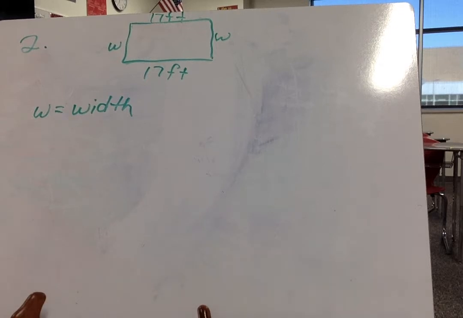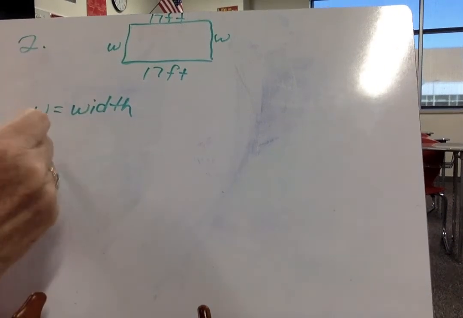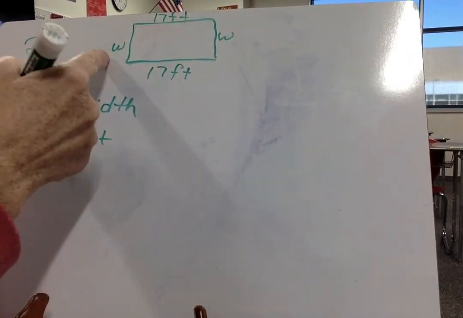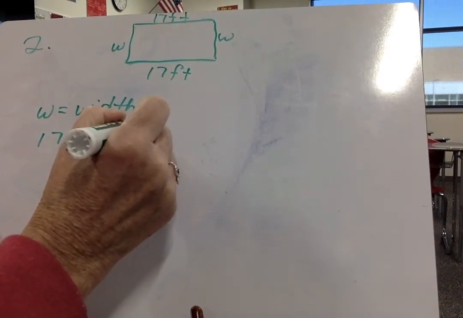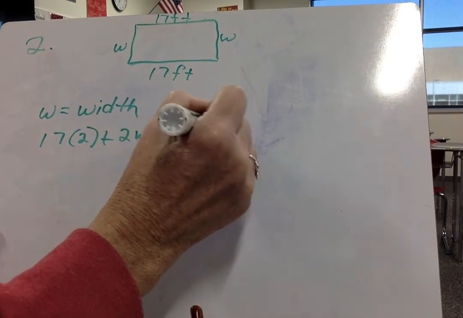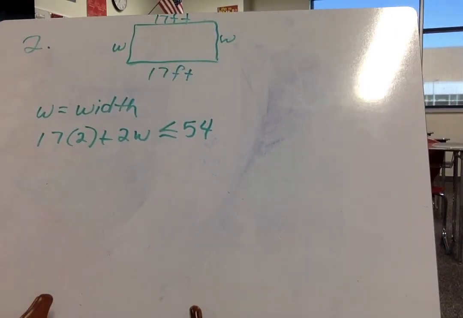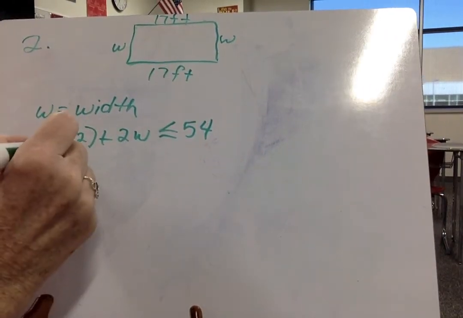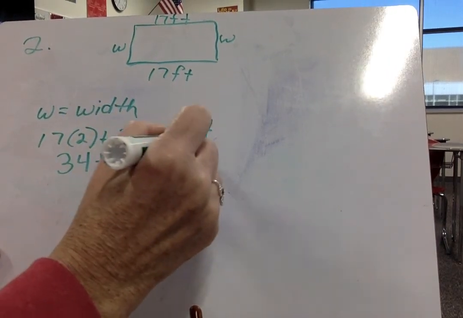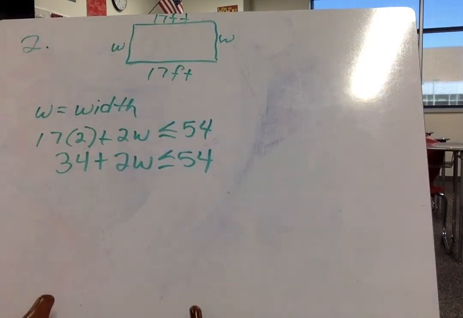Write an inequality. So we have 17 times 2 plus we have W plus W. And that has to be less than or equal to our 54 feet of fencing. Then we go 34 plus 2W is less than or equal to 54. All right, I'm going to leave it for you to finish the rest. You can do it, students. You rock.